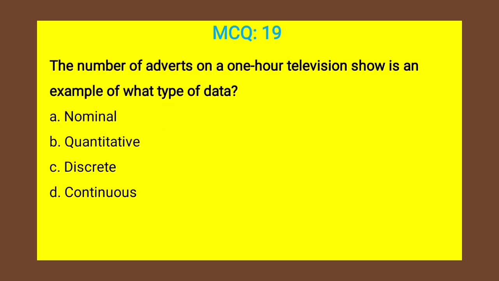Question 19. The number of adverts on a 1-hour television show is an example of what type of data? We are talking about a number. Even if you don't know anything at all, please, number. We said a discrete data has a value attached to the data that we are talking about. So even if you don't know discrete data, once the number appears, you can make that inference and conclude that this data is discrete data. So discrete data is true for this, and not continuous data.